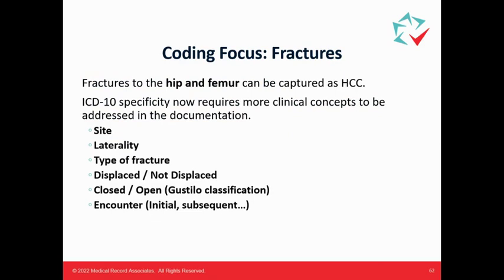Also, coding fractures. Fractures of the hip and femur can be captured as HCCs, but we want to make sure that we capture all the necessary information to make it a valid code, meaning the site, the laterality, the type of fracture, if it's displaced or not, closed or open, the Garden classification if you can, and of course the encounter type, initial, subsequent, etc. I believe only initial is an HCC.